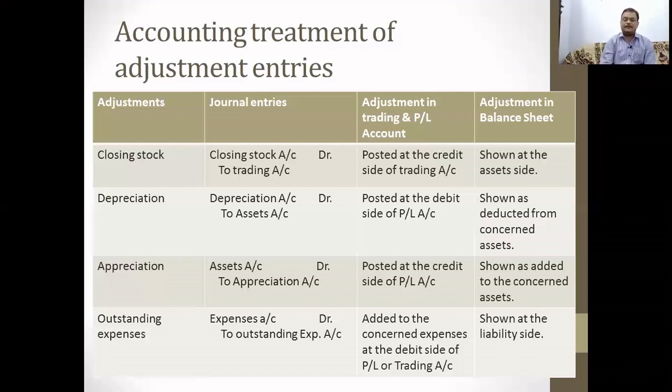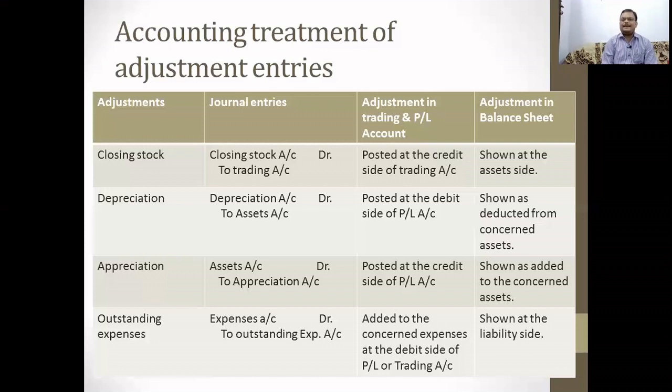It is a kind of income, and it should be shown in the journal entry as assets account debit to appreciation, and it should be posted on the credit side of profit and loss account and shown in the asset side added to the concerned asset.